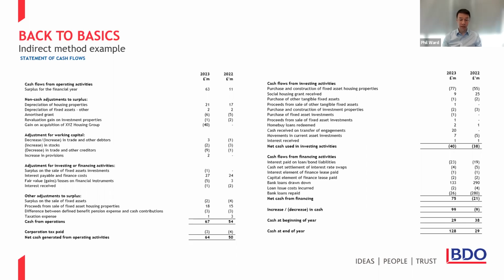Secondly, whilst we can see all the numbers, I just want to stress the importance of a year-on-year comparison. The preparer and reviewer should be looking at each individual line item and understanding the movement. This analytical review often leads to identification of errors and omissions, not just in your cash flow statement, but errors in your financial statement preparation. So it's a really important thing to do.